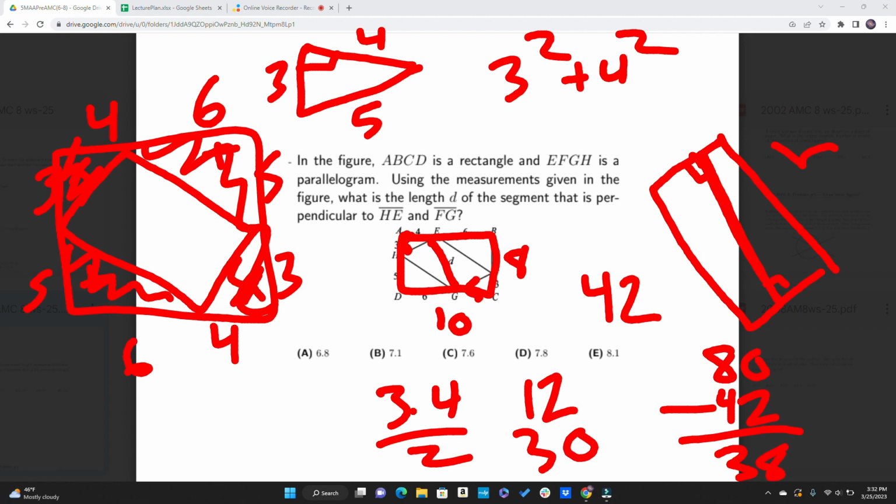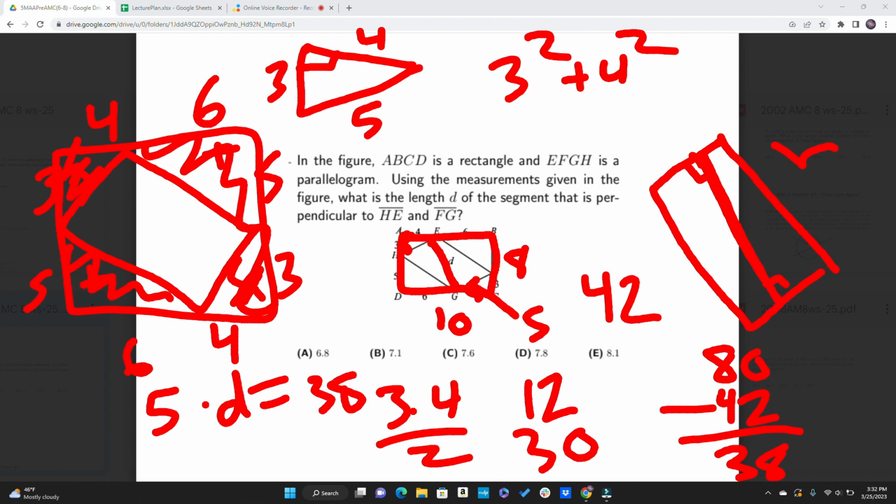Okay, well, how would you find the area of the parallelogram? The parallelogram has area base times height, right? Base times height. And we already know that it has base 5, right? Because it has base that's equal to the hypotenuse of the 3, 4, 5 triangle. So 5 times D, D is our height, that's what we're looking for, is 38.